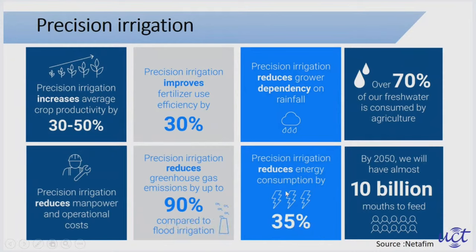By 2050 we will have 10 billion people on the planet who need food. The demand for food will keep rising rapidly, while at the same time our resources like water and energy keep decreasing. So we have to be more precise in order to use them in a sustainable manner.